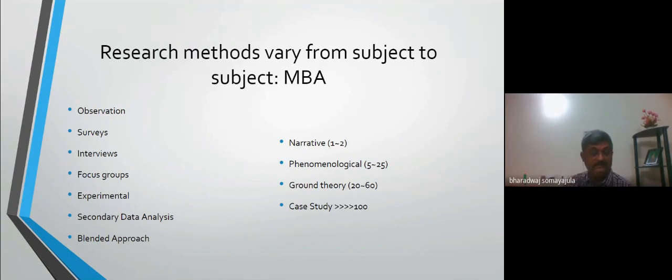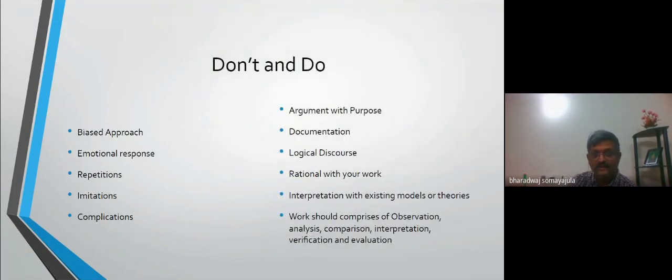Okay, 1 minute. So these are the do's and don'ts. Never ever have a biased approach in your research. Take a critical review. Don't show it to others, because people are very good at plagiarism, but you should always have your unbiased approach.